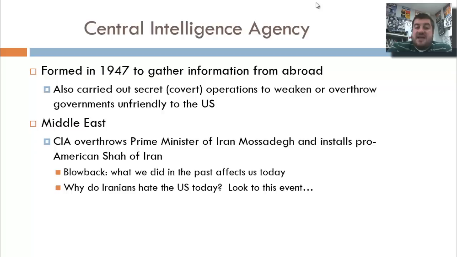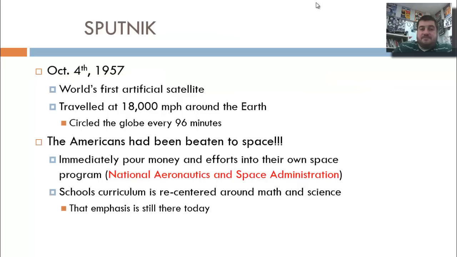And in the Middle East, we overthrow the prime minister of Iran, and we install a pro-American, his name is the Shah of Iran. And he is very friendly to the United States, but he still is very, very oppressive of his people. So what we did in the past affects us today, and that's called blowback in the covert operations community. Why do Iranians hate the United States today? Why don't we get along? Because 60 years ago, we overthrew their leader and installed a leader that was just friendly to the United States. We didn't care what he did to his own people.